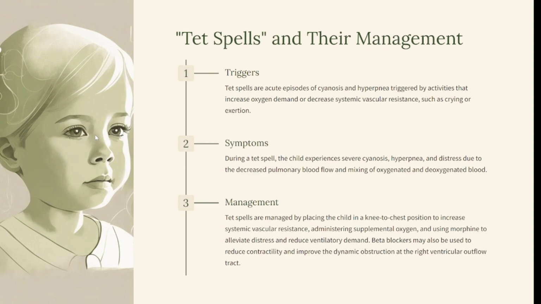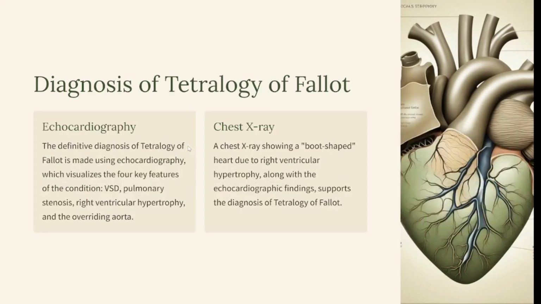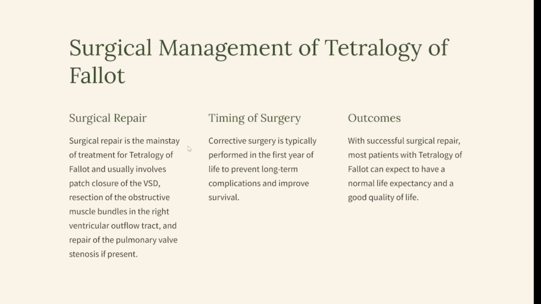Question 4. What is the role of surgery in the management of Tetralogy of Fallot? A. Surgical repair is the mainstay of treatment for Tetralogy of Fallot and usually involves patch closure of the VSD, resection of the obstructive muscle bundles in the right ventricular outflow tract, and repair of the pulmonary valve stenosis if present. This corrective surgery is typically performed in the first year of life to prevent long-term complications and improve survival.